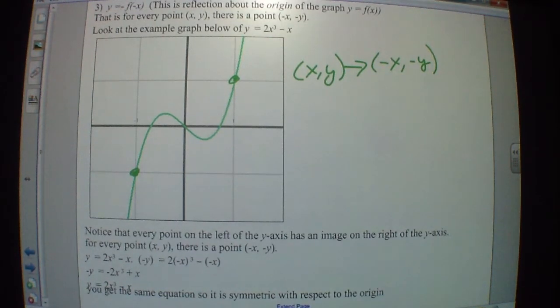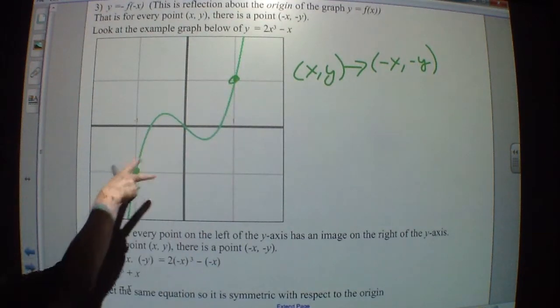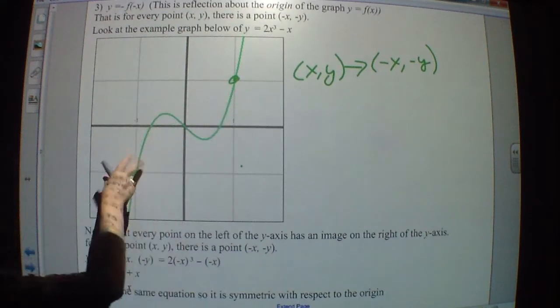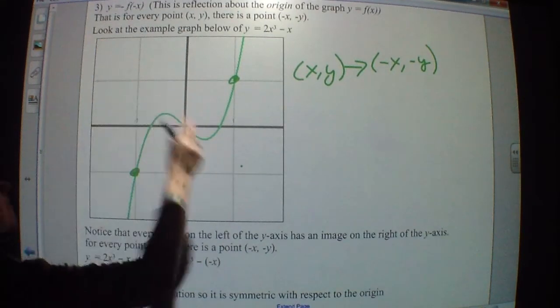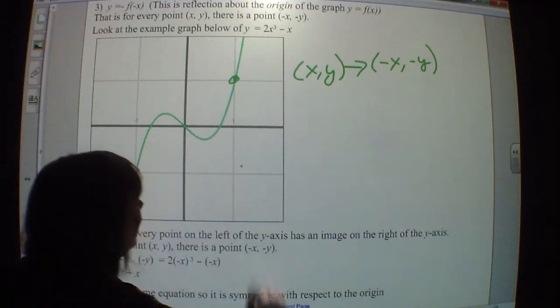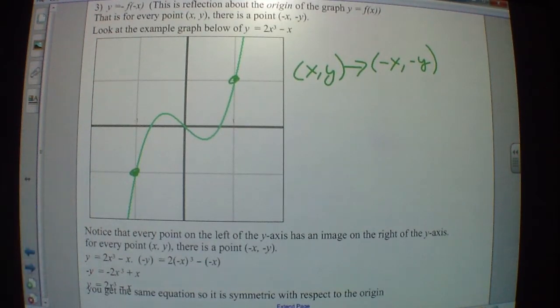You can graph it. I hope you can see that it's symmetric with the origin, but if you can't tell that, what it means by origin is everything here maps to here, everything here maps to here. So everything in the first quadrant maps to the third quadrant, everything in the second and the fourth quadrant will map to each other. Okay?